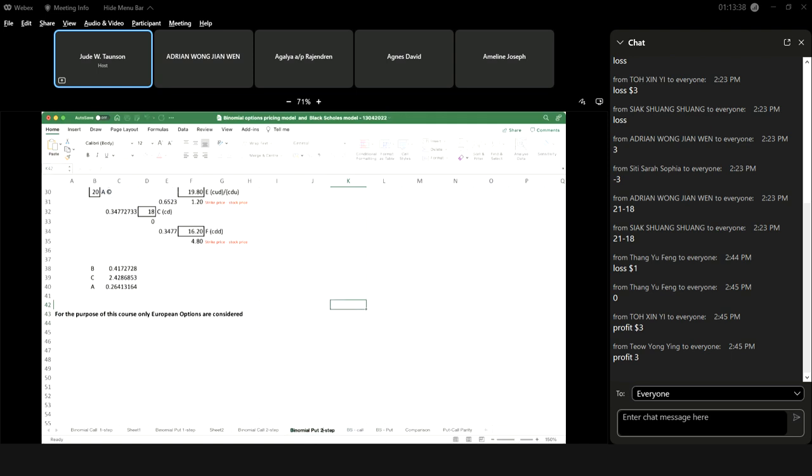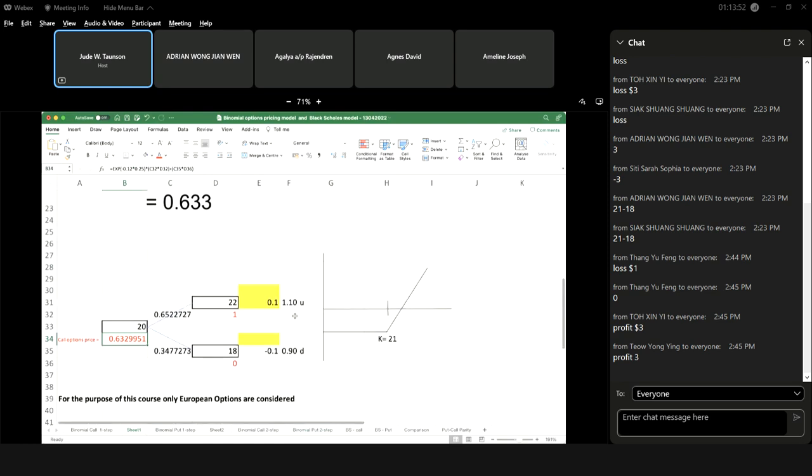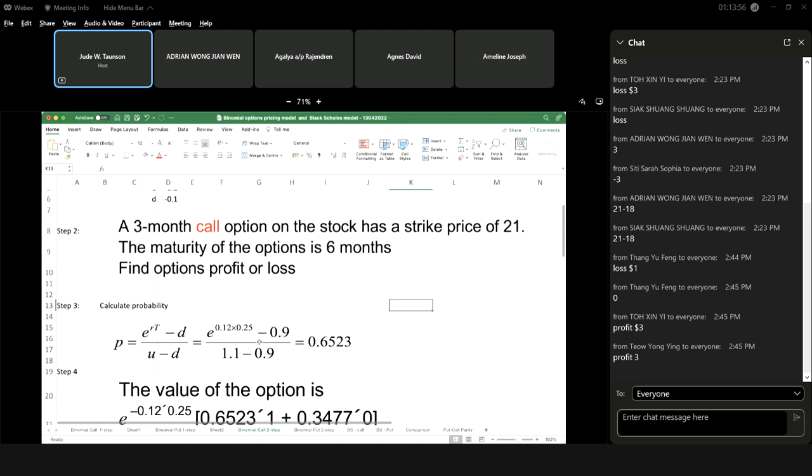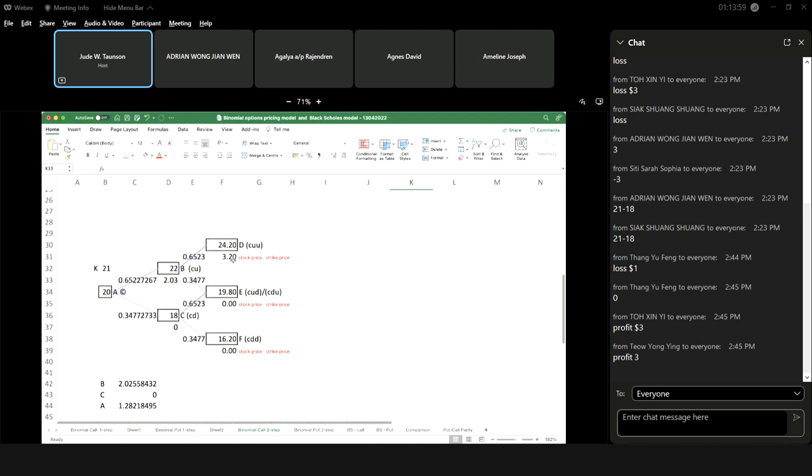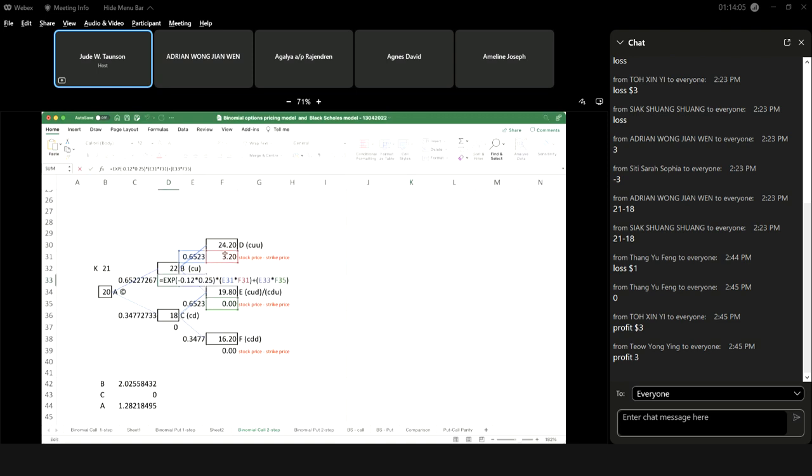So please do this one because we want to move to the Black-Scholes model. But before that, is there any question, any clarification you need? Because if you understand this one step, of course you can do the 2-step, right? For example, the value of the option here is equal to the probability times this one, probability times this one, right? The same one.